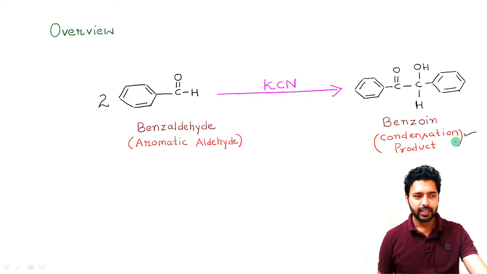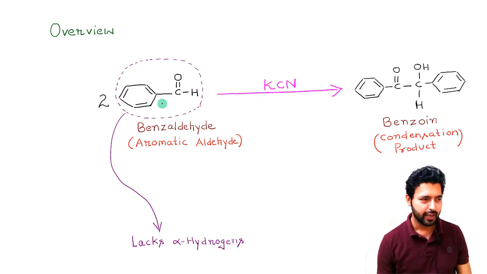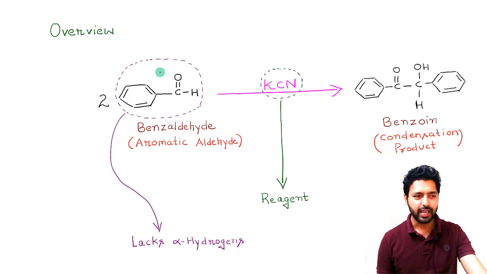First things first, the first reactant, benzaldehyde, which is a type of aromatic aldehyde, lacks the alpha hydrogen atoms, you can see here. If we say that this is the carbonyl group and this position here is the alpha position, it does not have any hydrogens, right? The potassium cyanide is the reagent in this reaction.